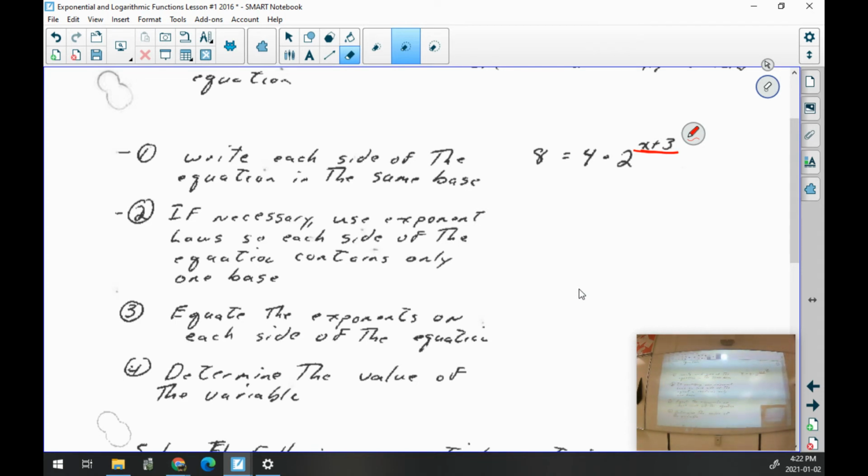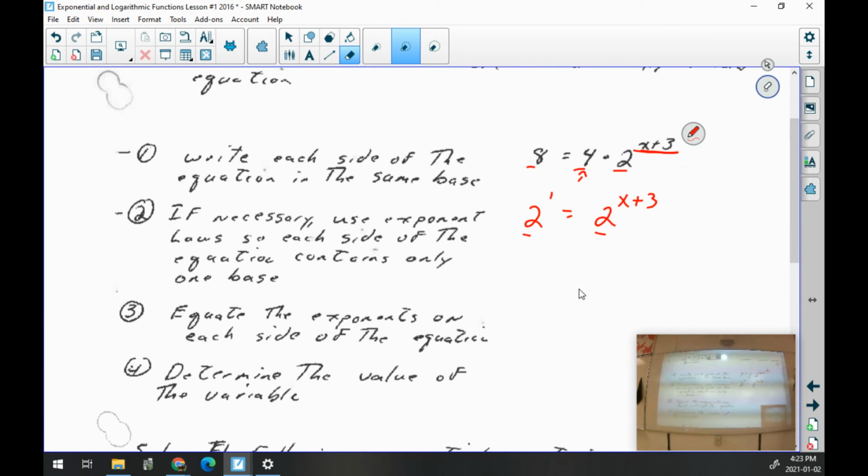Okay, so in this case, these guys can all be written as powers of 2. Now, I don't particularly like this 4. I find an easy way to get rid of that 4 is to divide both sides by 4. Now, here we have 2 to the 1 is equal to 2 to the power of x plus 3. We have the same base. These guys are the same.